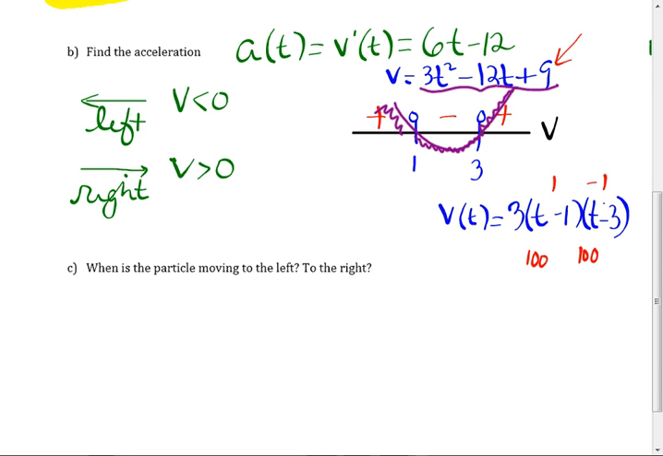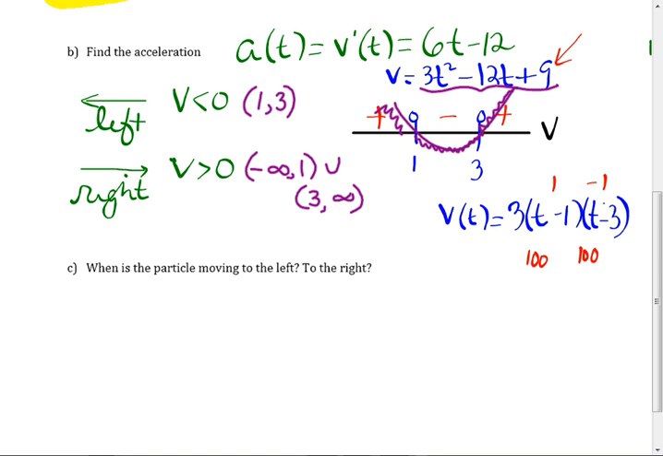So when is it negative, going to the left? Between 1 and 3. I don't get to include 1 and 3. It stopped there. Then, when is it going to the right? From negative infinity to 1, and then from 3 to infinity. Well, it's solving a quadratic inequality without me actually formally saying that. Now, you will get no points for this nice little graph, but it's a tool. It helps you to figure out what the signs are.